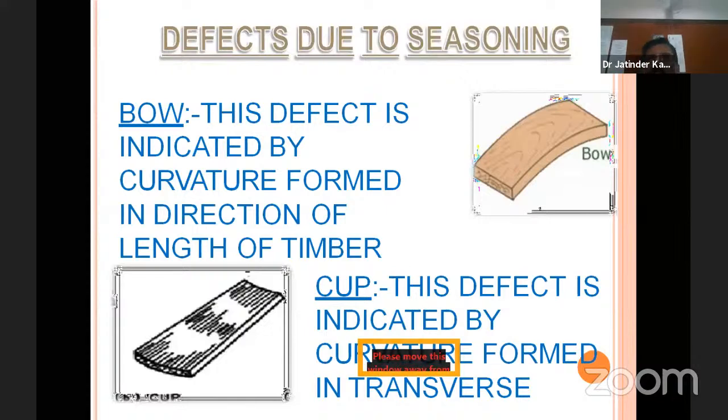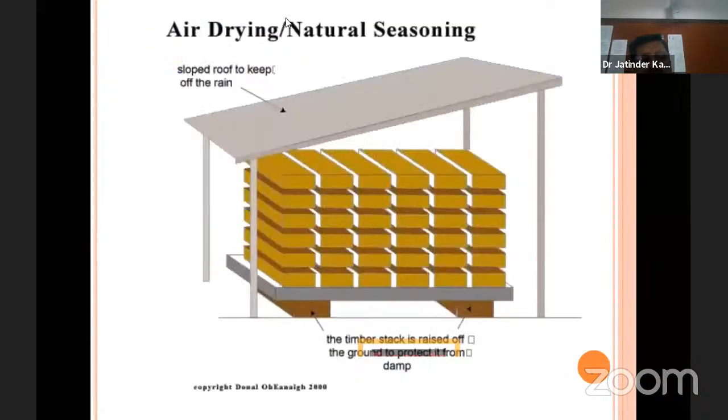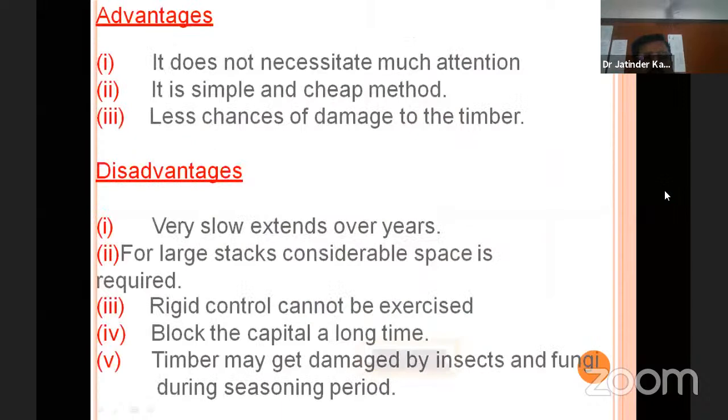Seasoning, you might have seen in your houses that a wooden door is there. Sometimes it is distorted. Why is it distorted? Because proper seasoning is not there. So what is seasoning? There is natural seasoning, that is drying or water seasoning. Artificial seasoning is also there, like heating the wood in a kiln. Chemical seasoning, electrical seasoning is there. Drying of wood in a chamber is natural seasoning, right?